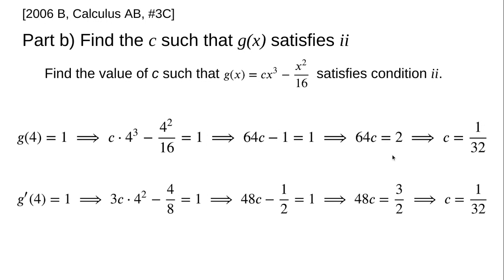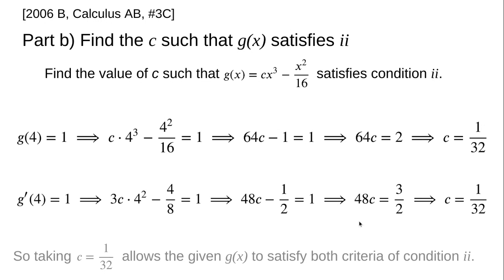Okay, setting c equal to 1 over 32, and finding g prime of 4, and setting that equal to 1, we find that 3c times 4 squared minus 4/8 has to equal 1, which would imply that 48c minus a half equals 1, which would imply that 48c is equal to 3/2, which would imply that c is equal to 1 over 32 again. And therefore, if c takes the value 1 over 32, the cubic function g of x would satisfy condition 2.